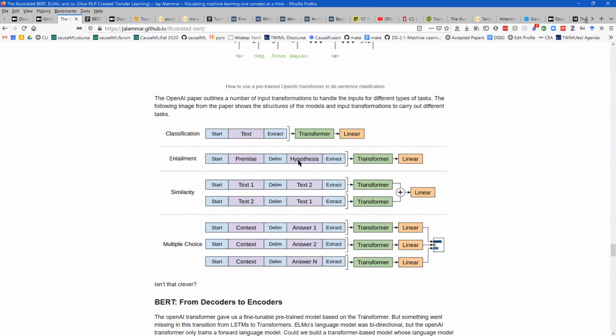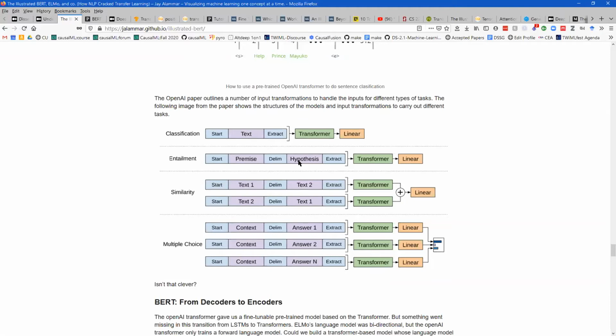Okay. So that's entailment. Does one piece of text logically follow from another? Does the second piece of text logically follow from the first? Yeah. Okay, so that's the entailment task.